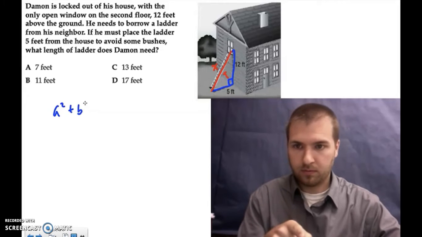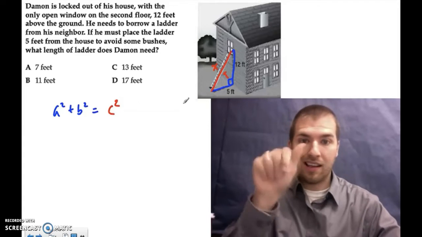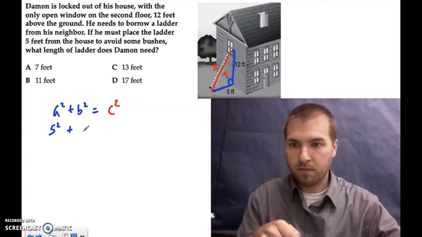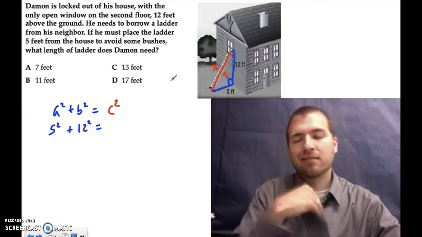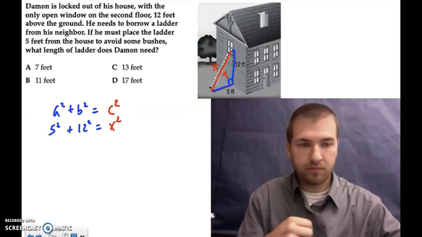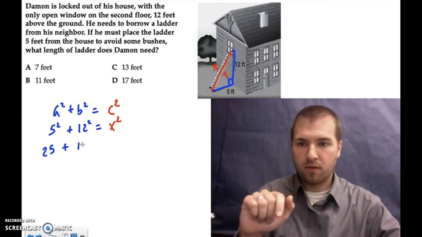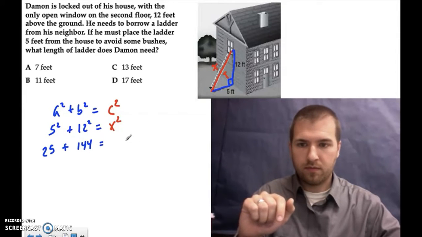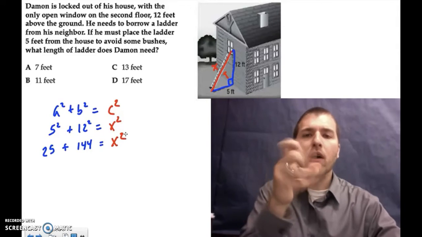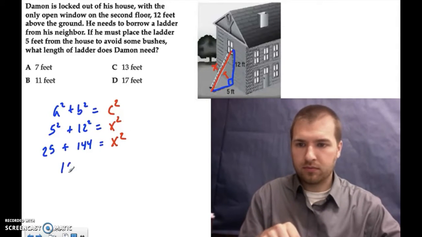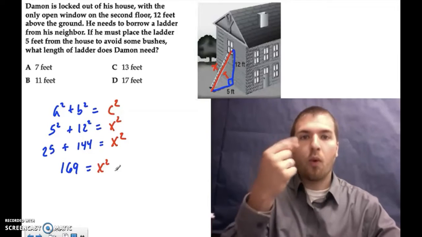So remember, a squared plus b squared equals c squared. And so we'll have a be the 5 feet, b is 12 feet, and c we don't know yet. So we're going to have that be x. So 5 squared is 25, plus 12 squared is 144, equals x squared, because we don't know. So 25 plus 144 is 169. And then, again, we still don't know what our x squared is.